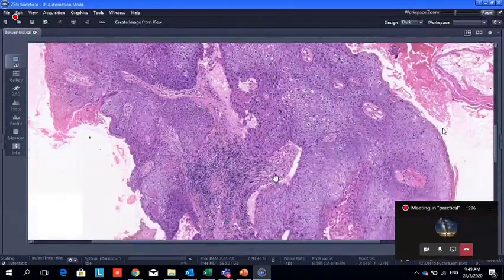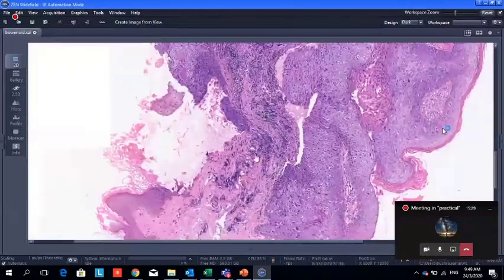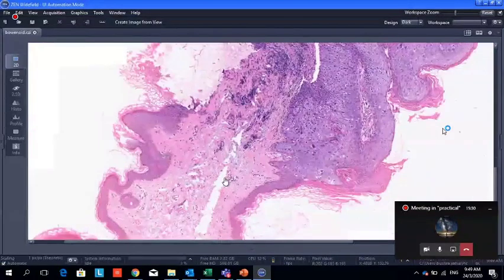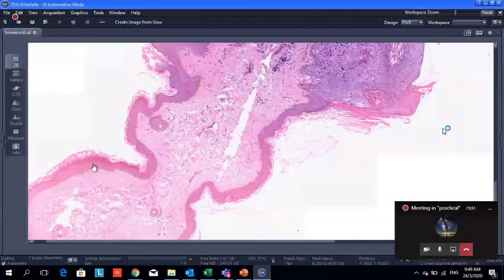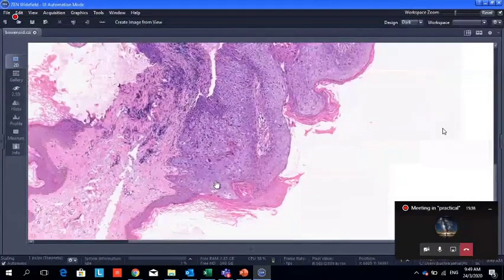Understood? Yeah. See how much difference there is between the normal area and the abnormal area?